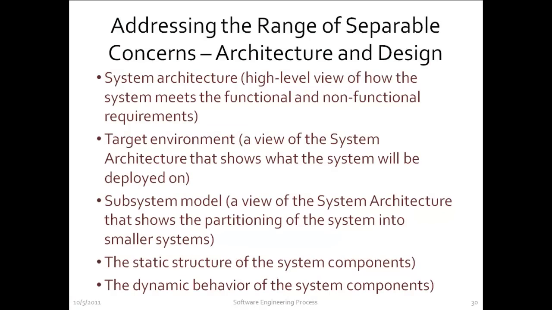This slide lists the important architecture and design concerns as follows. The system architecture, the high-level view of how the system meets or could meet the functional and non-functional requirements. The target environment, a view of the system architecture that shows what platforms the system will be deployed on. The subsystem model, which is a view of the system architecture that shows the partitioning of the system into smaller systems. The detailed static structure of the system components. The detailed dynamic behavior of the system components. Note that there are high-level so-called architectural concerns and high-level so-called design concerns. Note also the need to address both static and dynamic concerns.